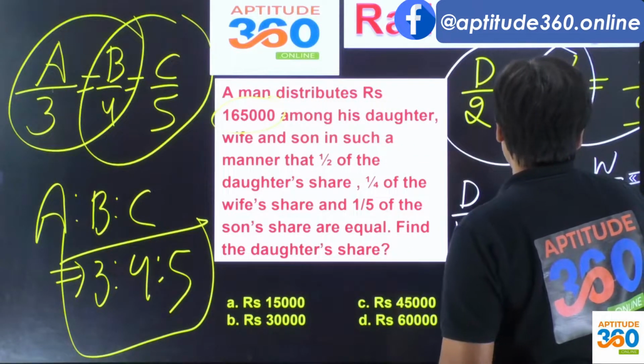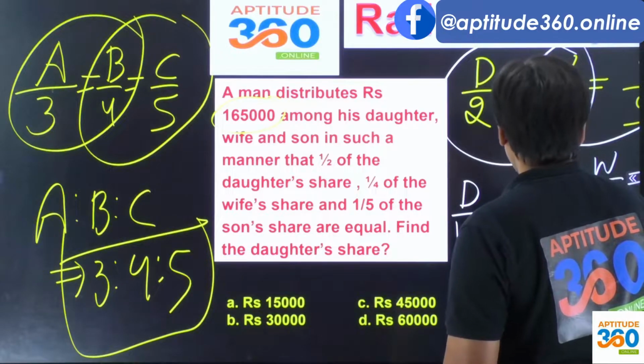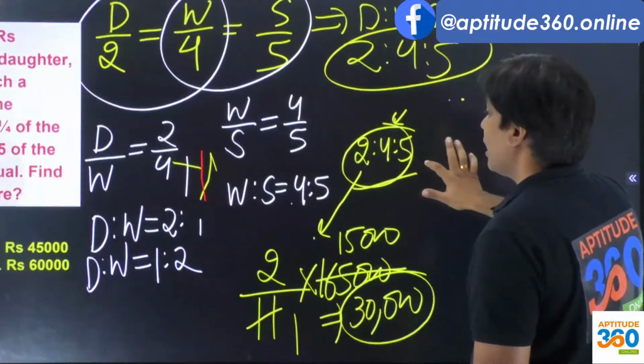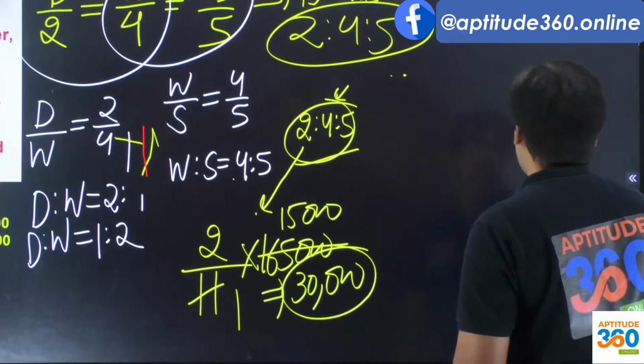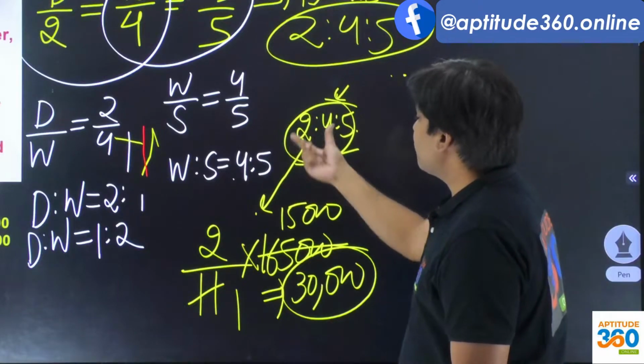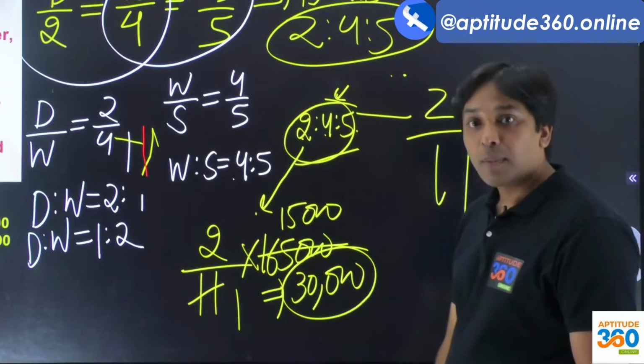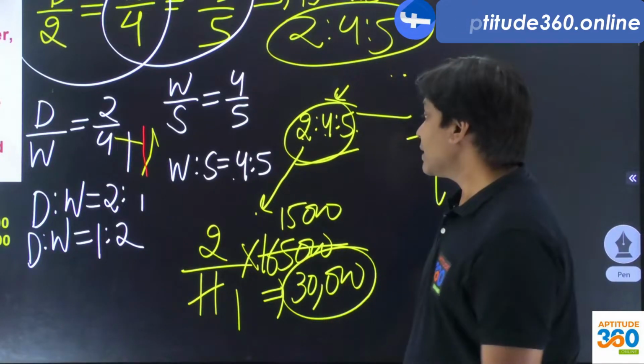What is your understanding number 2 here? Your understanding number 2 is how to write, if you have got 2:4:5, the value with daughter is going to be 2/11th of total. Understanding number 2, right? So this is what you are learning.